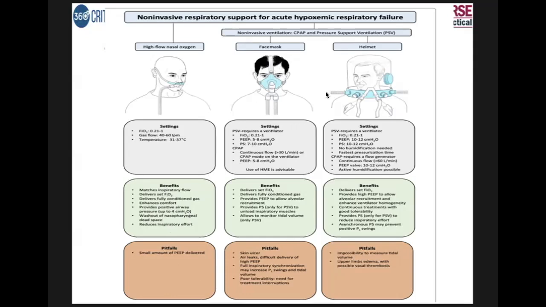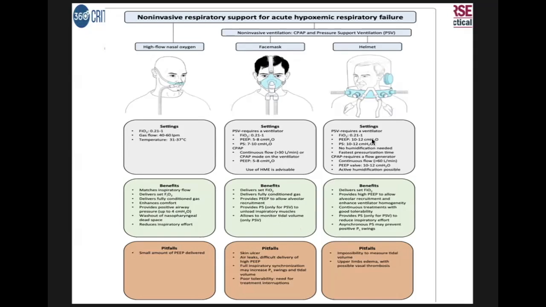Coming on to face mask in NIV, pressure support ventilation requires a ventilator, where you can titrate the FiO2, PEEP, and pressure support. FiO2 can be titrated between 0.21 to 1. PEEP can be adjusted between 5 to 8 centimeters of water, and pressure support can be adjusted between 7 to 10 centimeters of water. If you are using a CPAP mode, then a continuous flow of more than 30 liters per minute can be set, or the CPAP mode on the ventilator can be tried, and PEEP can be set between 5 to 8 centimeters of water. Use of HME is advisable.